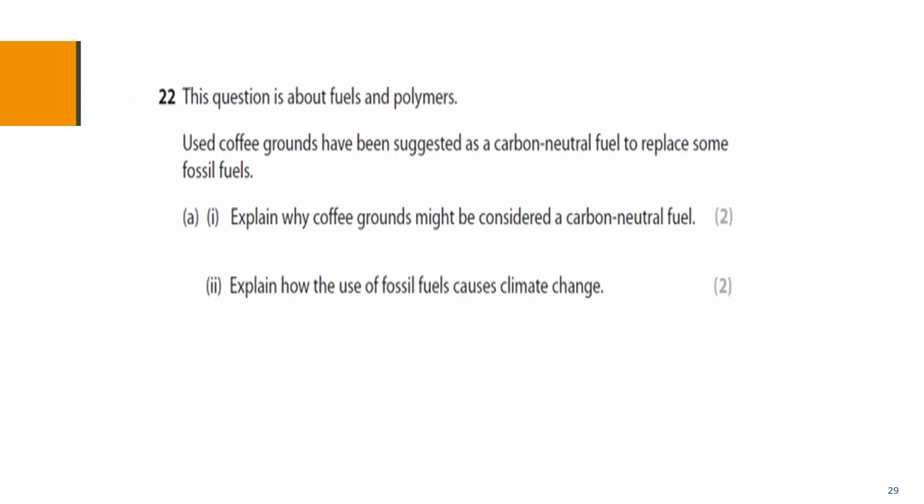Okay, the next one, this question is about fuels in polymers. Used ground coffee grounds can be suggested as a carbon neutral fuel to replace some fossil fuels. Explain why coffee grounds might be considered to be carbon neutral. So students are expected to know what is meant by a carbon neutral fuel, but of course the coffee grounds are not specifically mentioned in the specification, and therefore students have to apply their knowledge to work out why coffee grounds could be considered to be carbon neutral. So that part of the question is AO2A.